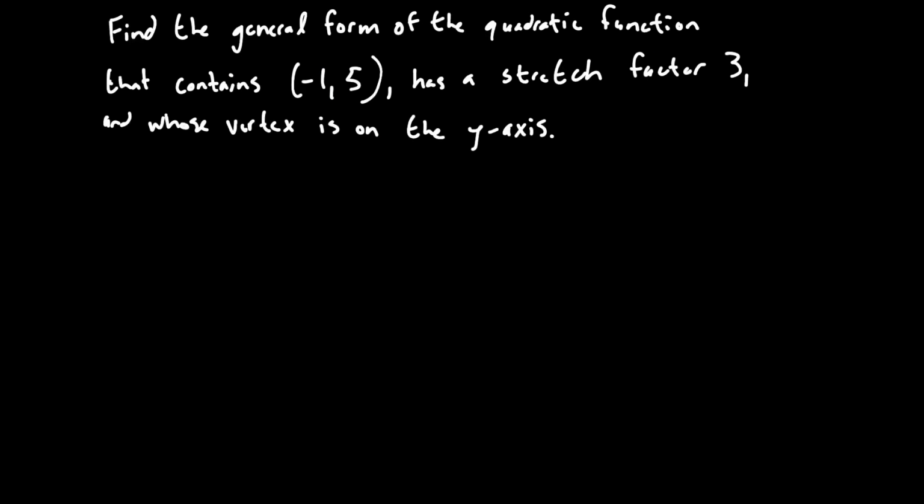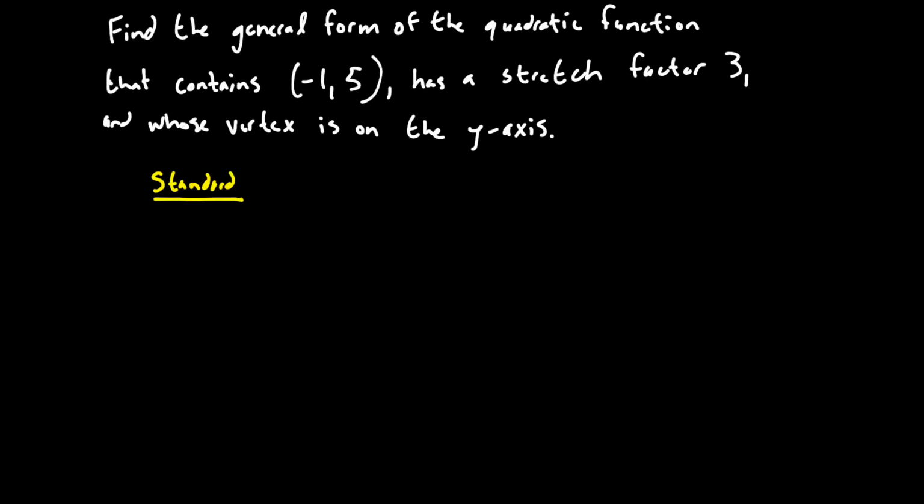Let's find the general form of a quadratic function that contains the point negative 1, 5, has a stretch factor of 3, and whose vertex is on the y-axis. There are many different ways to solve this problem. In this particular instance, what we're going to do is find the standard form and then simplify it out.